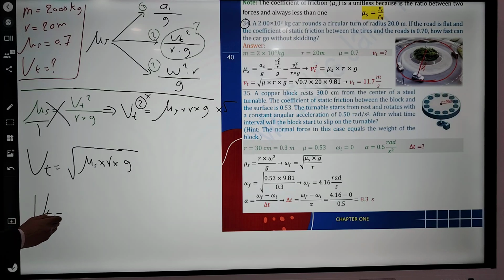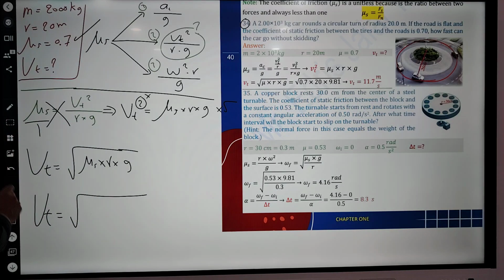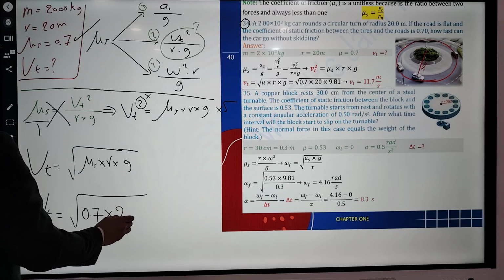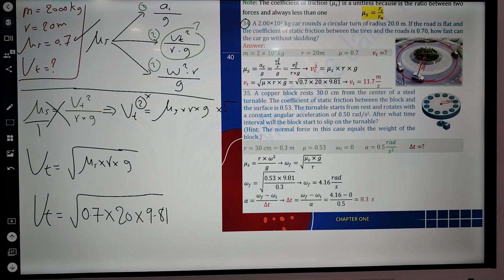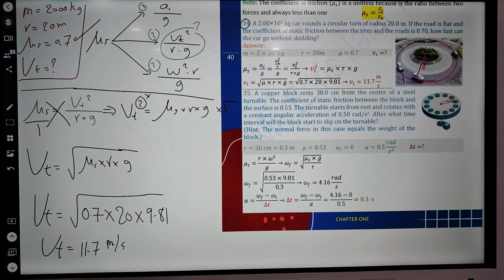Okay, so replace. Mu s was given as 0.7, unitless, times R, the distance from the axis of rotation or the radius of the circular path, also given. g is a constant, equal to 9.81. So by calculator, Vt is equal to 11.7 meters per second. So this is question 34 from the chapter review, and a very good mechanics question.